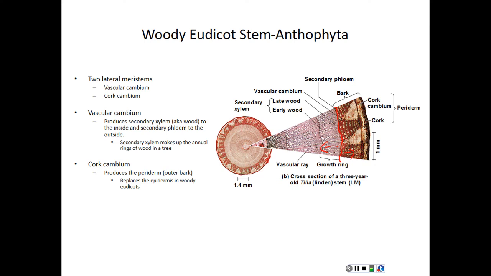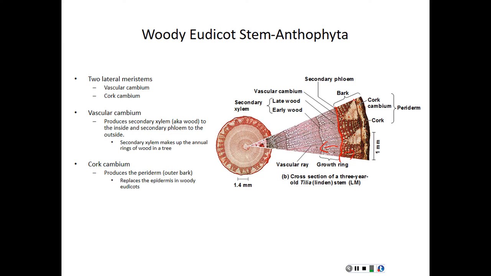What do I mean by secondary xylem? Well, the xylem that we make through primary growth would be our primary xylem while the plant is just growing up. And then when we're putting on secondary growth, aka growth in girth, we call that secondary xylem. And that's what makes up the components of wood.